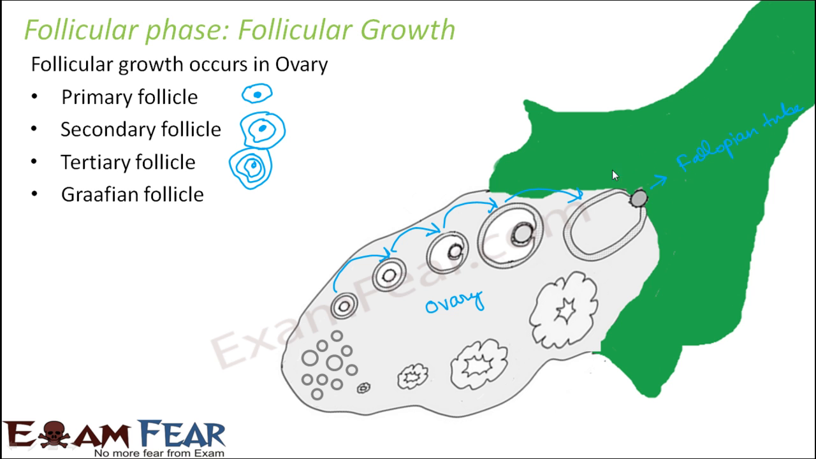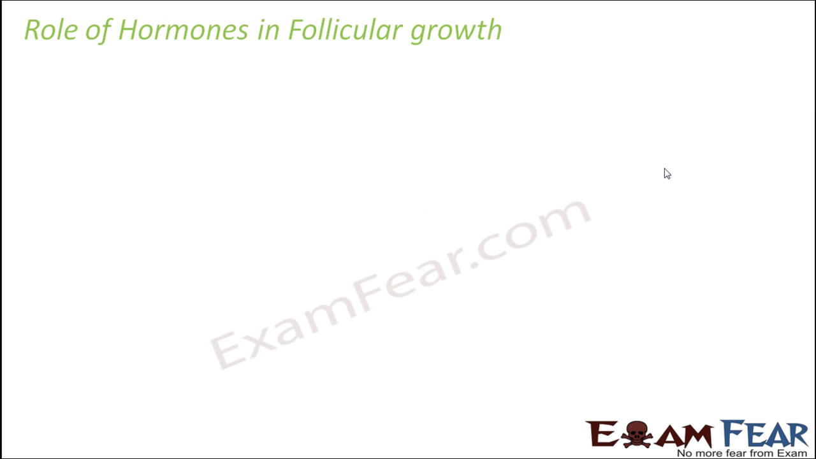When this process happens, only then is an egg released, and when an egg is released, only then does the uterus start preparing itself. Now, as I mentioned, the uterus prepares itself. So how does the uterus prepare itself? By thickening of the endometrium. So that is what we will see now, what helps the uterus to thicken its endometrium. For that we have to understand the role of hormones in follicular growth.